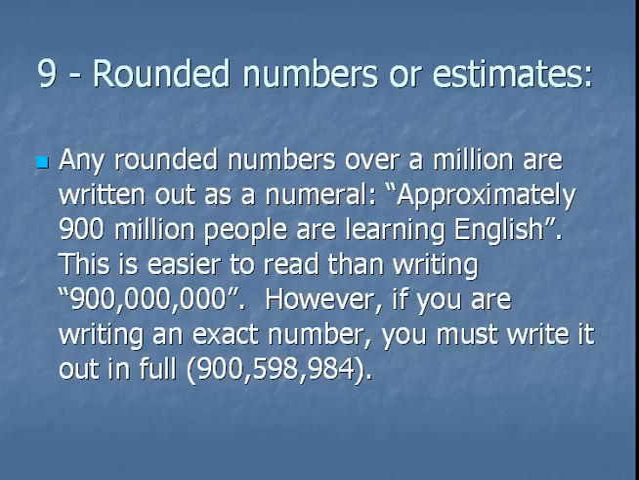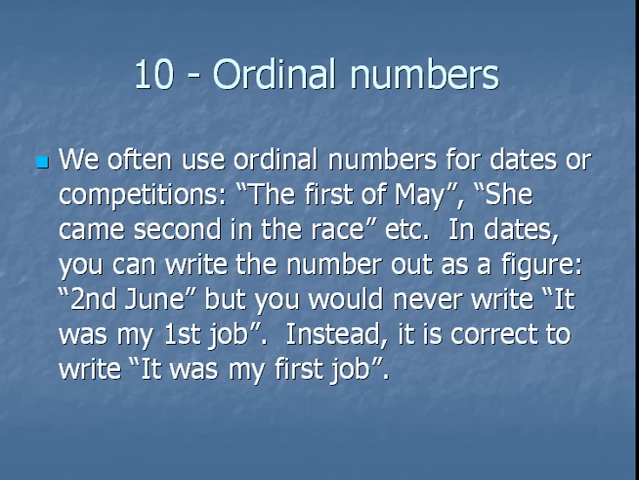So lastly, number 10, ordinal numbers. We often use ordinal numbers for dates or competitions, as in the 1st of May, she came second in the race, and so on. In dates, you can write the number out as a figure, as in the 2nd of June, but you would never write "it was my 1st job." Instead, it is correct to write first out in full in letters.